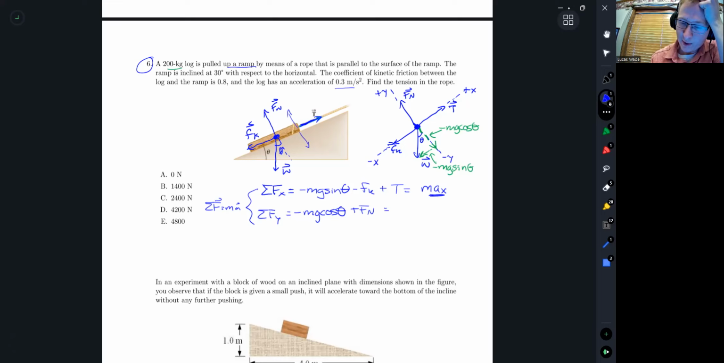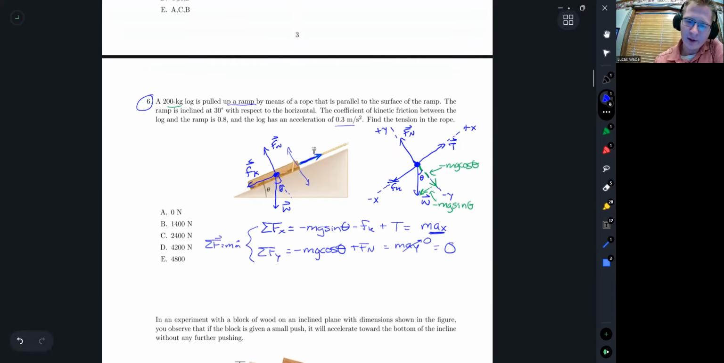So yes, this is 0, and you could either think of that as, well, it's may, and then it's not actually accelerating, so that's 0, or just say, as far as the direction perpendicular to the ramp, it is not accelerating, and so it is in equilibrium effectively in that direction.